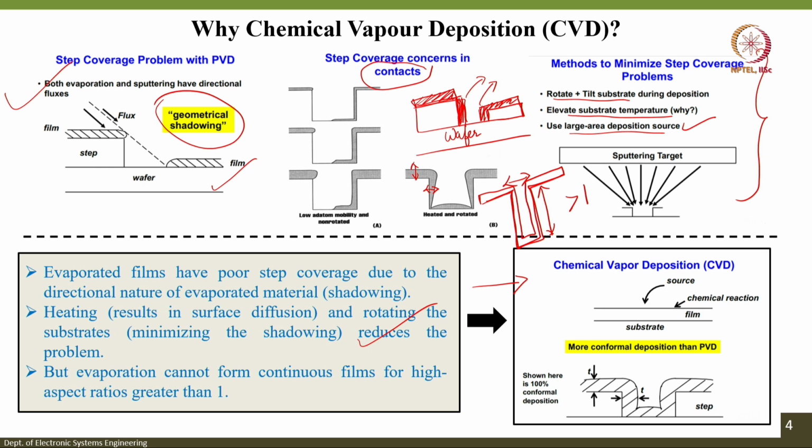The main advantage of chemical vapor deposition compared to PVD is that CVD is more conformal than PVD. That means the thickness of the layer deposited above a step-like profile existing in your wafer in the horizontal direction will be the same as the thickness along the vertical dimension as well. The figure in this slide shows a 100% conformal deposition. That means the layer deposited is uniform throughout the surface of your substrate.